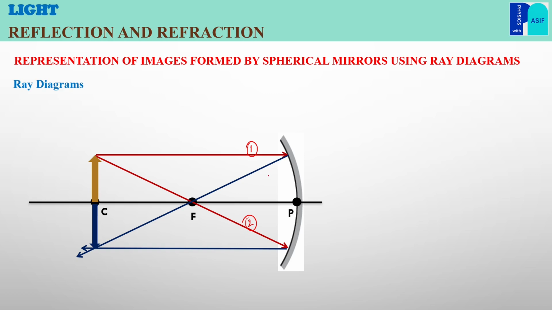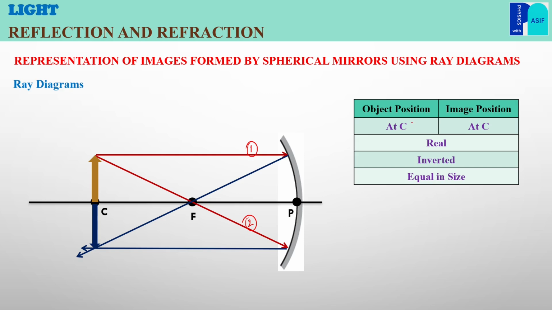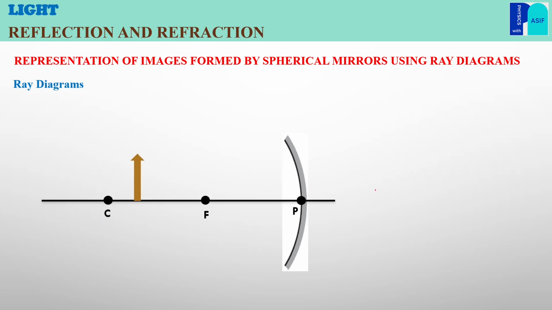So we note down all these things. So here the object position is at C and the image position is also at C, and the image is real, inverted, and of the same size as that of the object. Now we move the object further and we place it in between C and F. Again we consider two rays from the object, that is, one is parallel to the principal axis, the second one is passing through the principal focus.